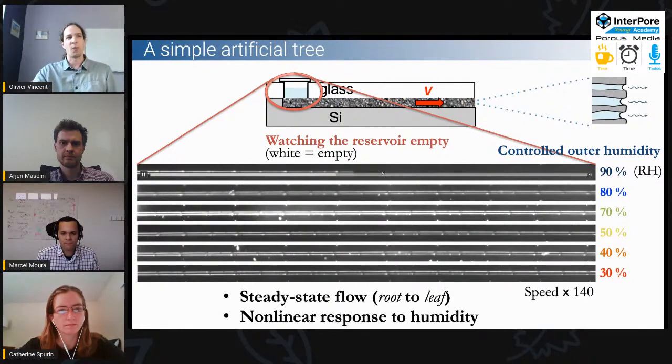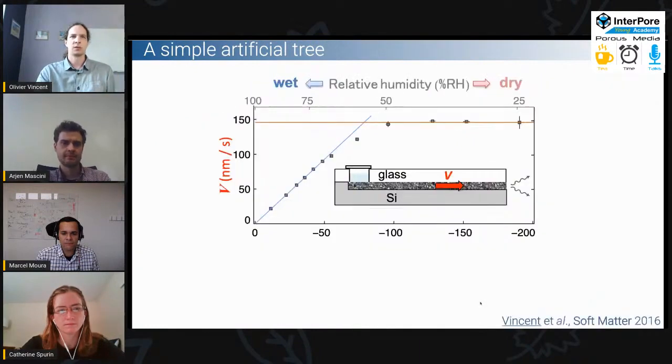The first conclusion from what we see here is that this little artificial tree works, in the sense that we are pumping water from the reservoir to this edge of the system. What I'm going to explain here is why we have this peculiar relation to the humidity in terms of the flow rate in the system. This is another way to plot the data that I've just shown, which is basically the Darcy velocity, or the velocity of the fluid in the pores, as a function of the relative humidity here.